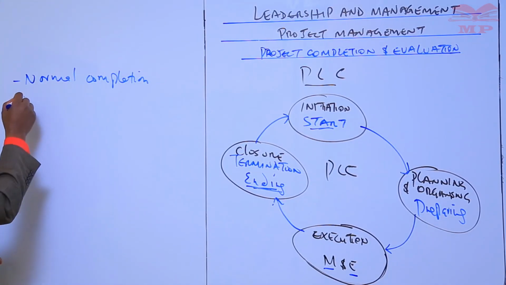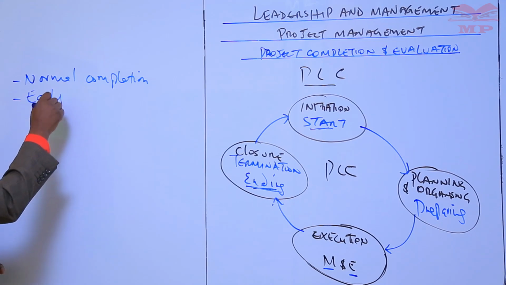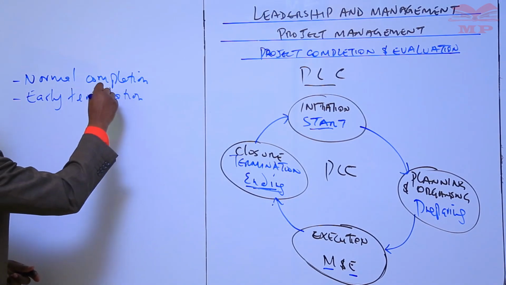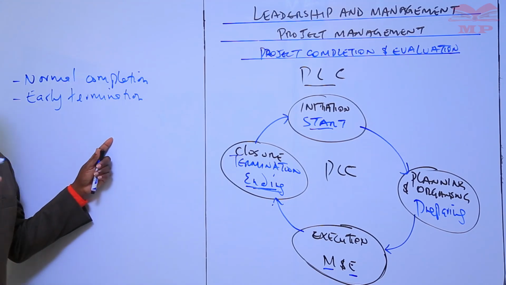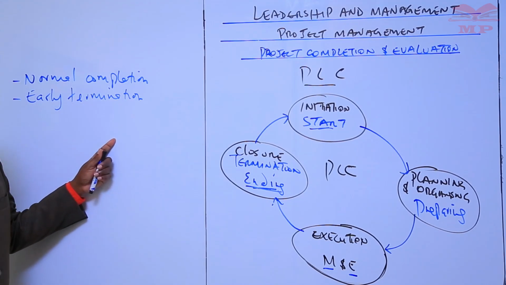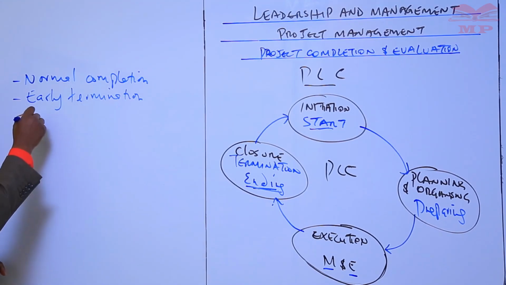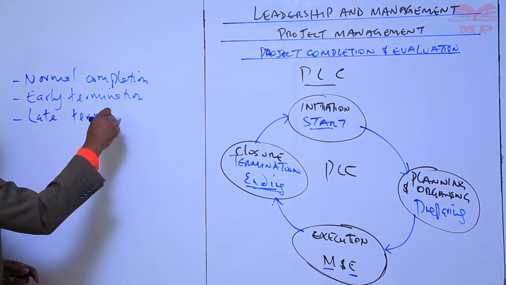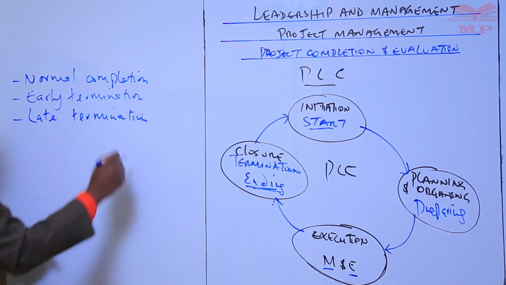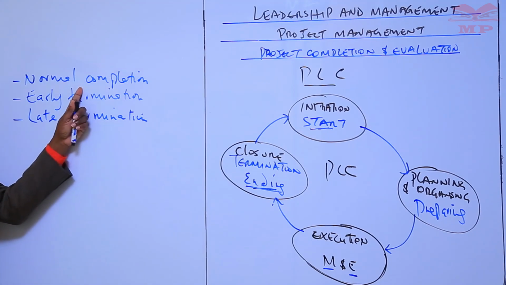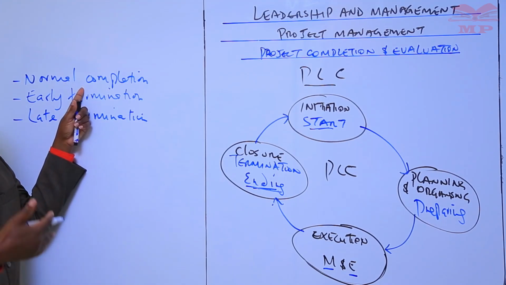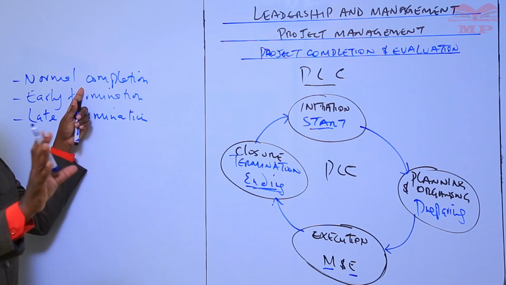We may also have early termination of projects, and late termination of a project. So the normal completion or termination, candidates, is when a project is terminated within the stipulated resources and time.